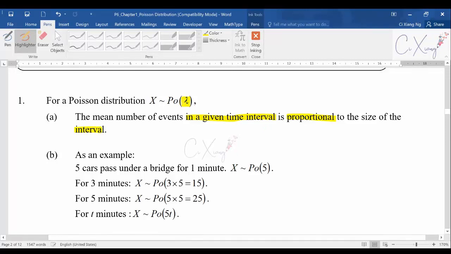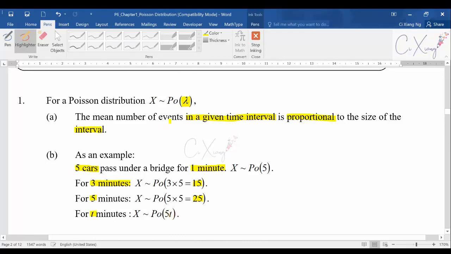As an example, in a particular question, they tell you that 5 cars pass under the bridge in 1 minute. So the 1 minute here is the time interval, and the mean lambda is 5. If the question asks you for 3 minutes, what is the mean now? It will be 3 times 5 equals 15, because 1 minute is 5 cars. For 5 minutes, you take the mean times 5, which equals 25. So for t minutes, the mean is 5t.